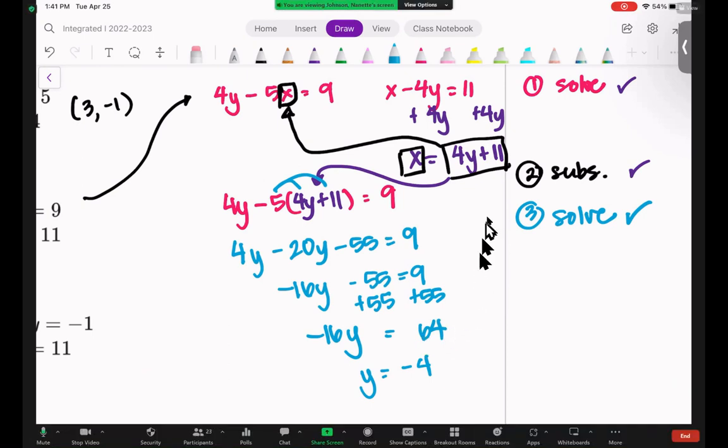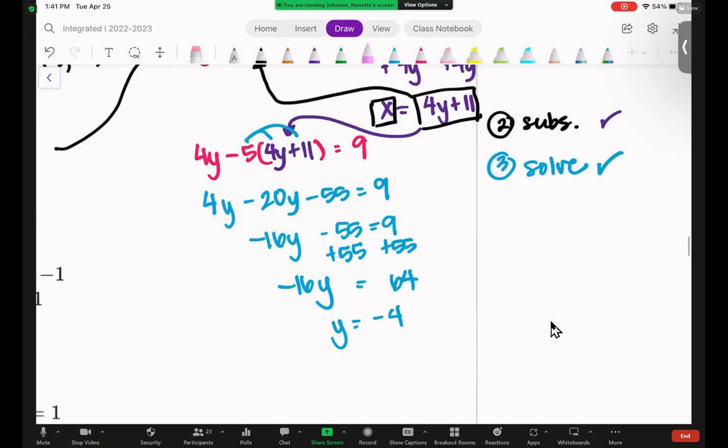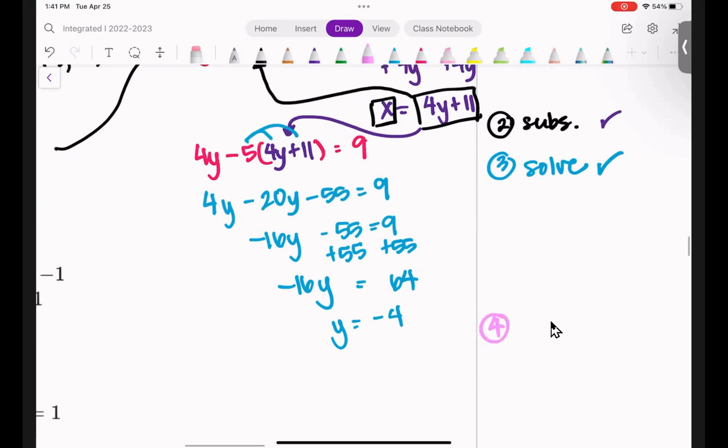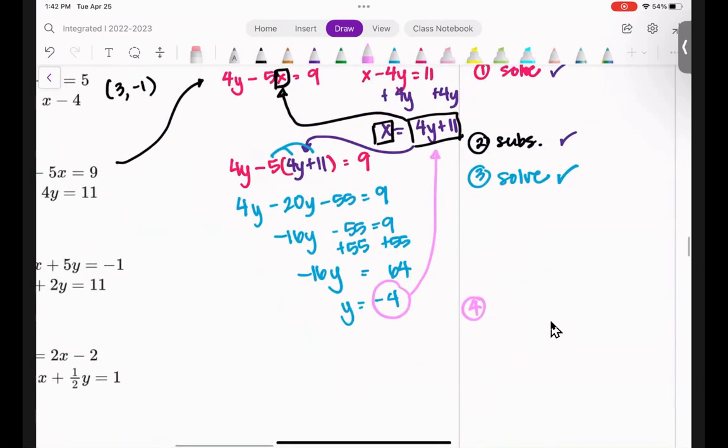Okay, follow the pattern. Solve, substitute, solve. What goes next? You're right, substitute. All right, so I'm going to substitute back into this equation. So I get, oops, I can't see what I get. I'm going to choose x equals 4 spot holder plus 11. And I'm going to put that guy right there.